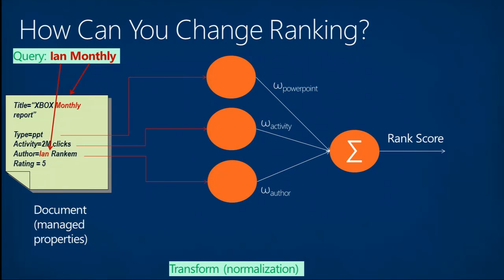So we get a single number for the document based on the managed properties that we're using for ranking. And we just sort by that rank score, and that's how relevance works. Or at least that's how ranking works. So when I add a new feature in, all I have to do is normalize it and give it the right weight, and I'm done. And I can do that inside a schema.